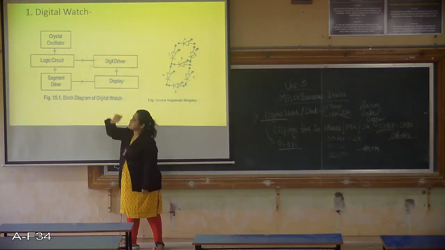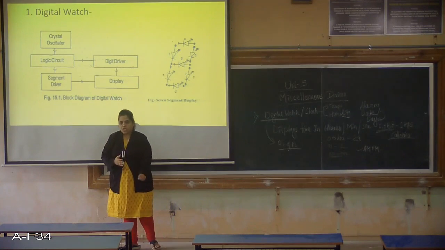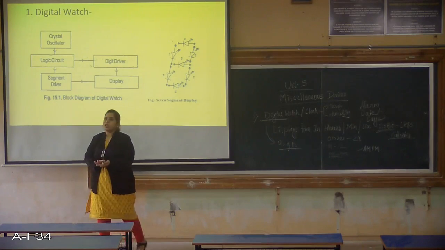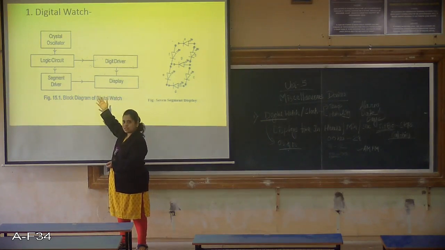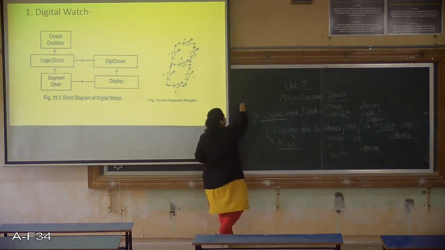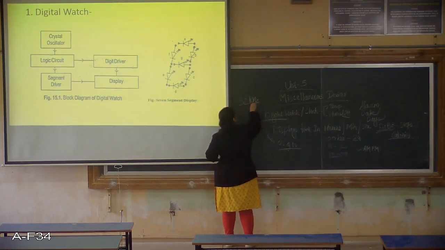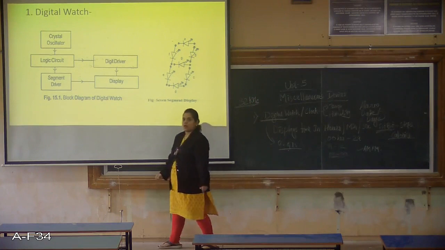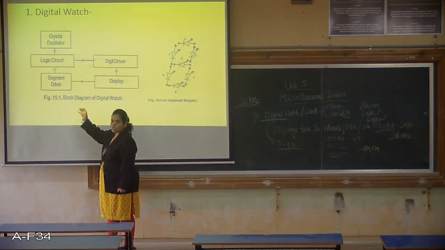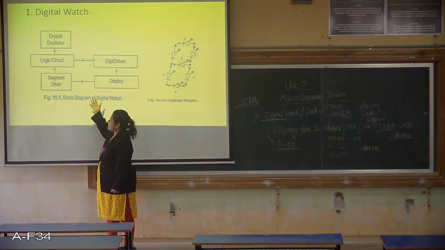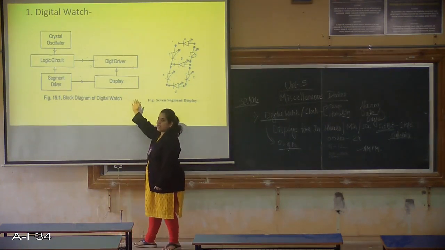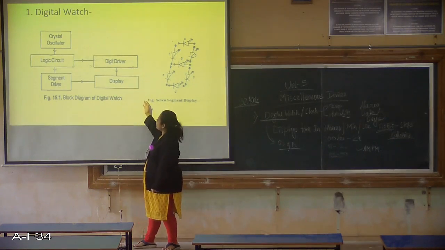We will start with the crystal oscillator. What an oscillator basically does is generate a frequency. The crystal oscillator generates a frequency signal, say 32 kilohertz, as the input signal, whereas the logic circuit has the decoder. It decodes the input, which is then passed to the segment driver, the digit driver, and the display. The digit driver and display are the output of the digital clock.